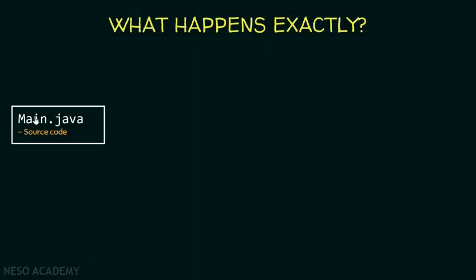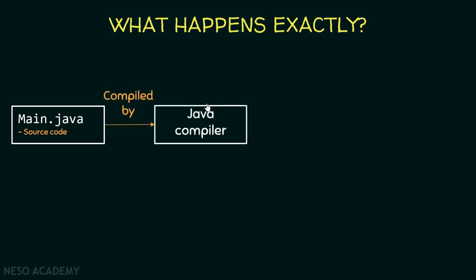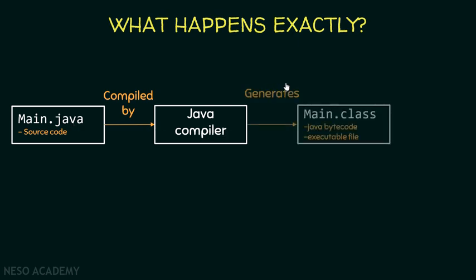Now let's see what happens exactly when we compile and run our program. Suppose that we have a file main.java and it contains the source code. This file will be compiled by the Java compiler. When we type javac, we are using the Java compiler. After our Java file is compiled, a .class file will be generated, and in this case, it will be called main.class, the same name as the .java file. So main.java and main.class. This is called Java bytecode and it is an executable file.